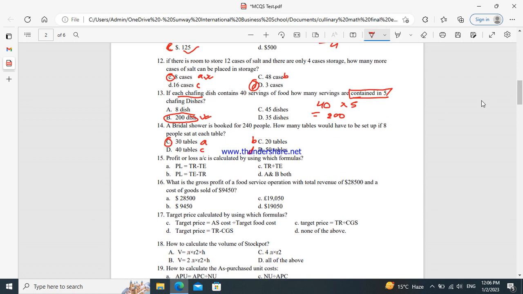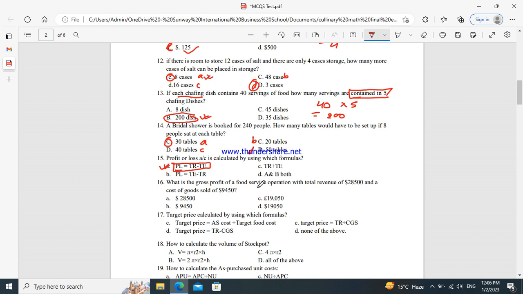Next, the profit and loss account is calculated by using which formula? Profit and loss means total revenue minus total expenses. This is the short form of your profit and loss account: PL means profit and loss, TR minus TE. This is the correct answer. TR means total revenue or total sales, minus TE, total expenses. Total expenses involve variable expenses and fixed expenses. Therefore, option A is correct.